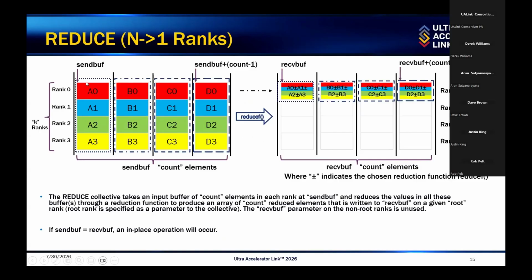The next collective is reduce. In reduce, we take data from all 4 ranks, or all the ranks in the group, at a given location. We run them through a reduction function to produce a reduced version of the input data, and we write it to the output buffer on the root rank. And we do this for each data element in the input array.